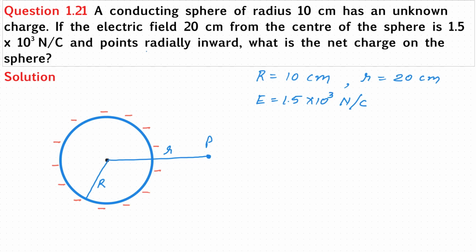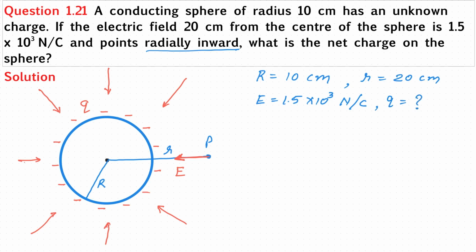And it is said that it is radially inward. This is important because when the electric field is radially inside, as I am showing here, this is the electric field E, then obviously the charge would be negative, and that's why on this sphere I have already shown the charge to be negative. Let me draw the electric field at different places here. Everywhere the electric field is radially inside. So here is the electric field, and this is the charge, let us say Q. So we need to find out this charge Q.